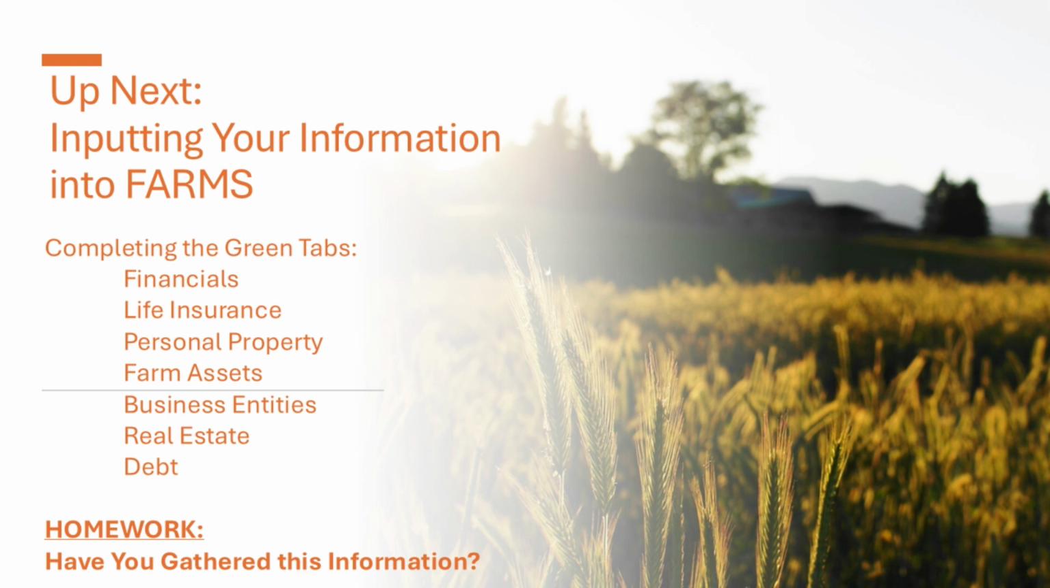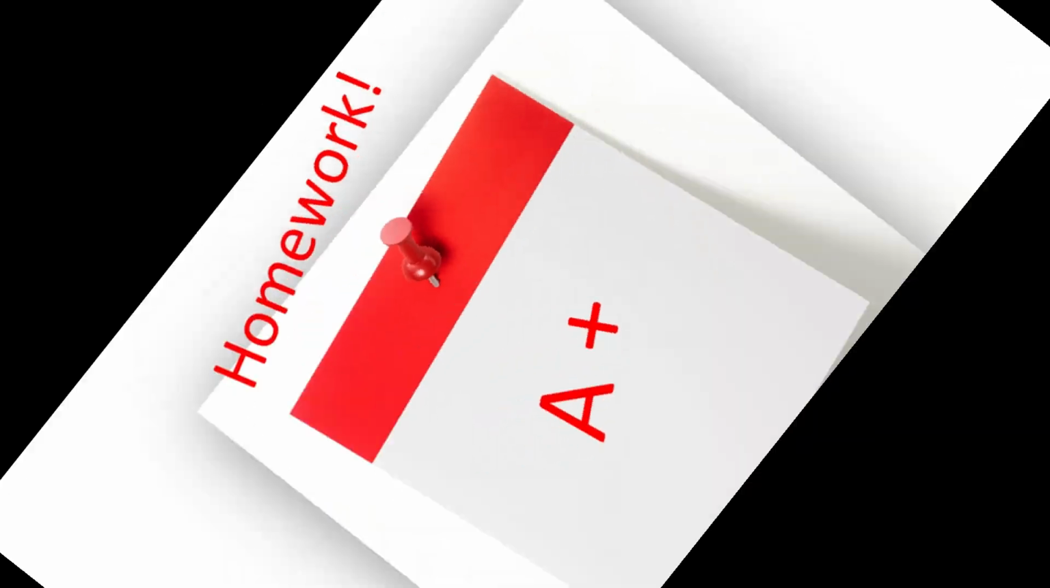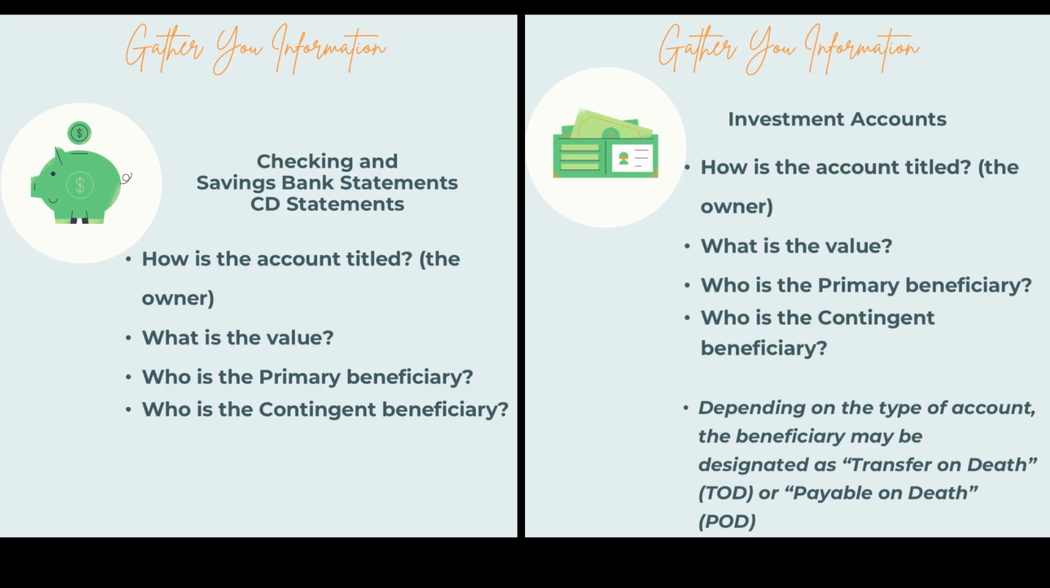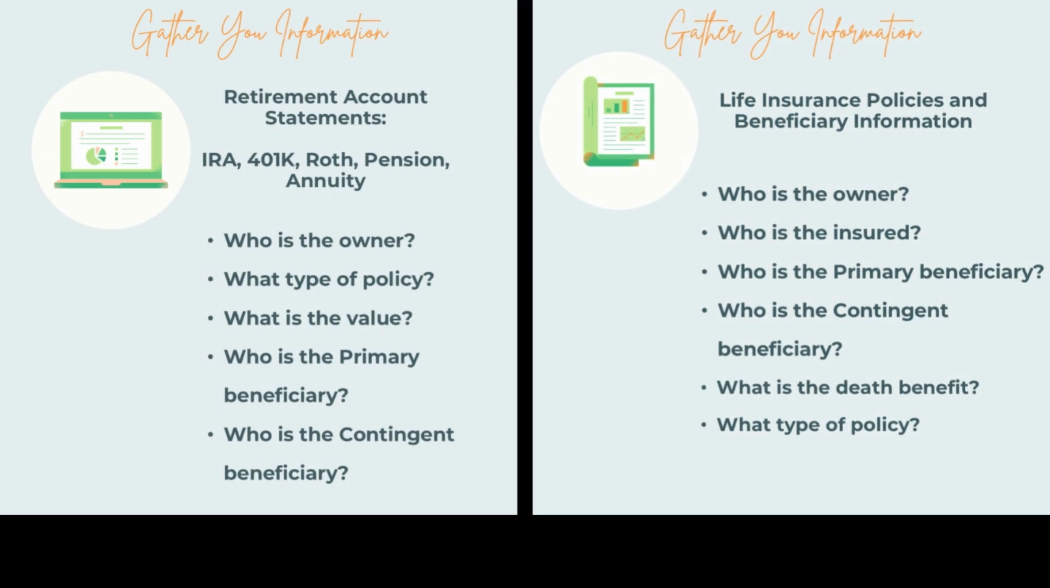Up next, we will be inputting your information into forms, completing the green tabs. The next video, we will go over financials and life insurance. So therefore, it's homework time. Have you gathered this information? Again, financials, which are bank accounts, checking, savings, money market, investment, retirement, stocks, bonds, those accounts, and then your life insurance.